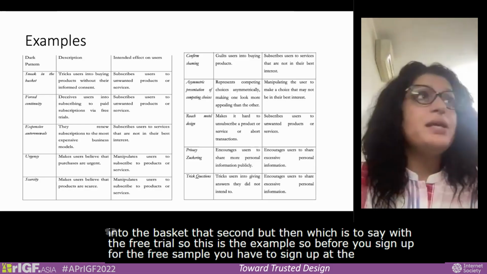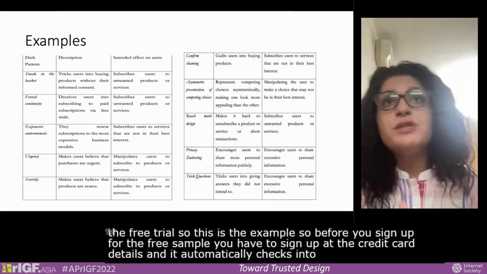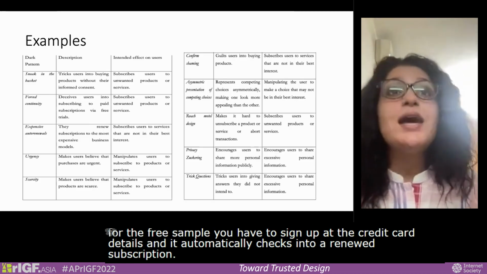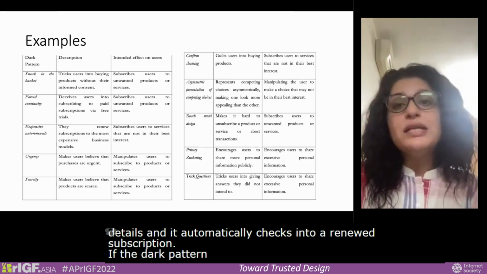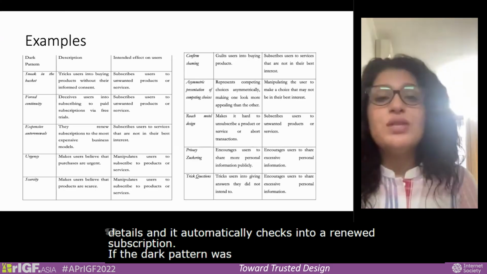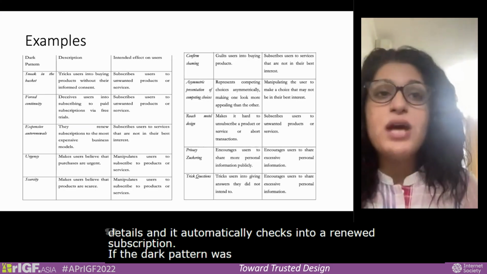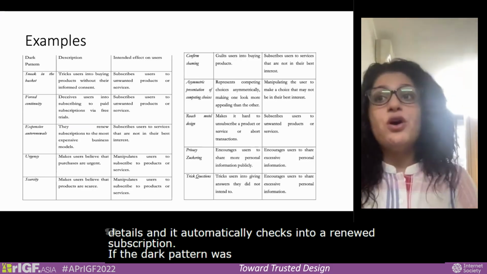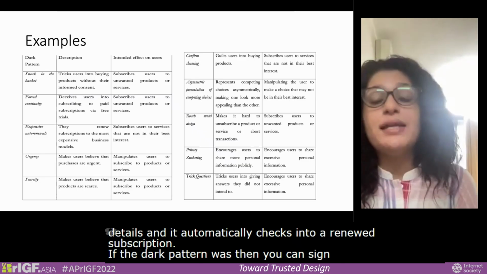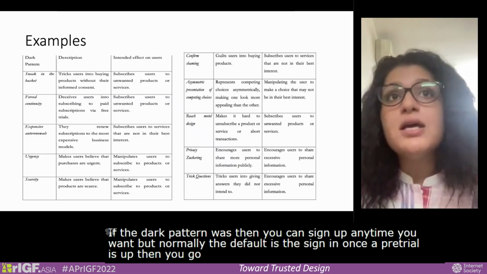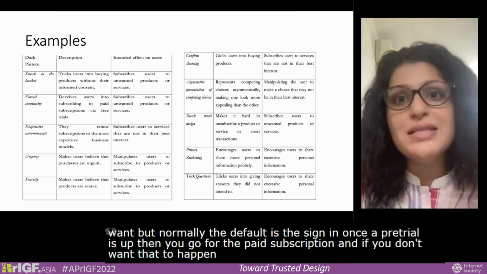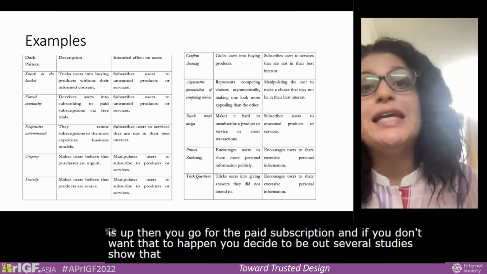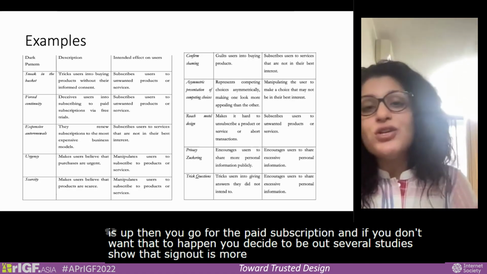And I mean, if the dark pattern is slightly mild, you will get a notification saying you can sign out anytime you want, but really the default is a sign in. So they assume that once the free trial is up, you are definitely going to go for the paid subscription. And if you would not want that to happen, you're free to sign out. But there are lots of behavioral studies to show that sign out is more difficult. It doesn't come to human behavior naturally, as opposed to signing in. So there is more inertia associated with it.